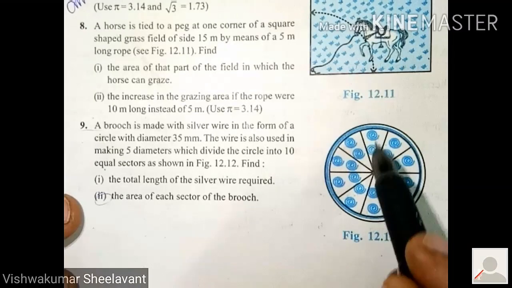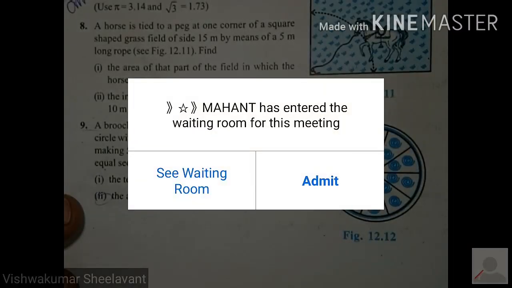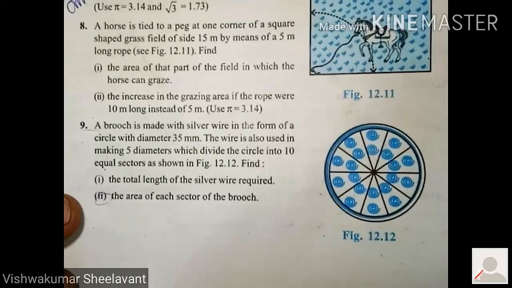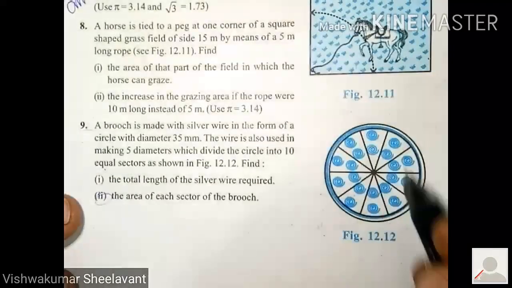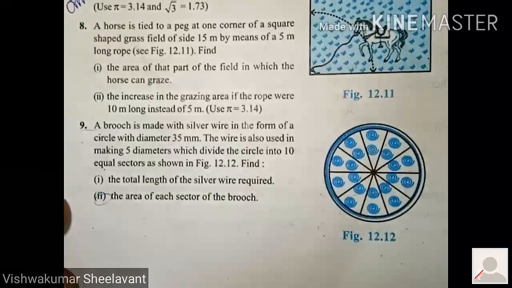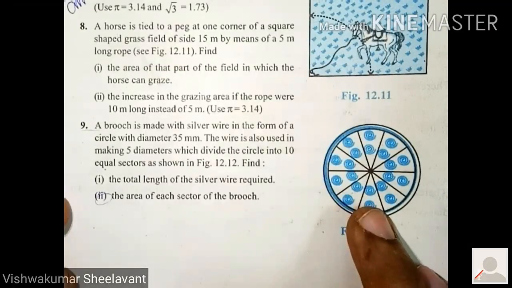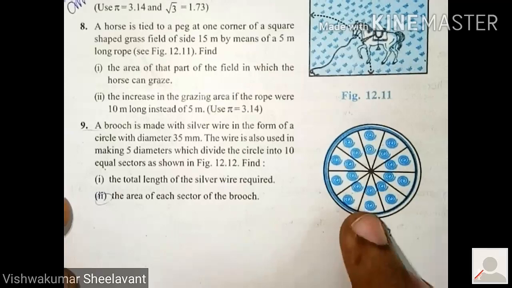If there are 10 sectors, what will be the angle of each sector? 360 divided by 10, 36 degree. That means theta is 36 degree. So taking theta as 36, we have to calculate the area of each sector.